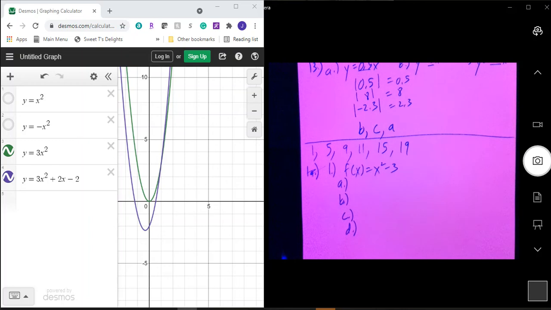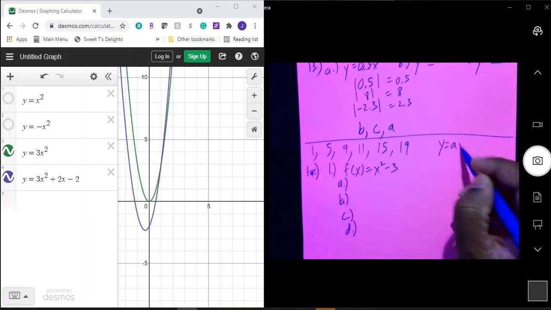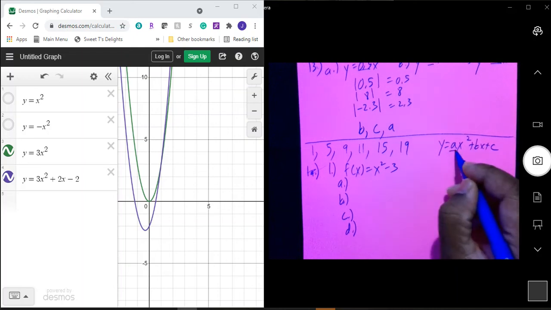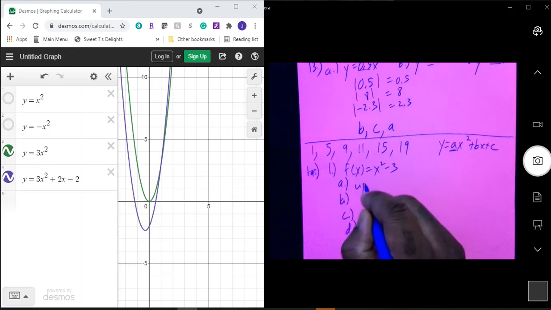Okay, so this is what we would do. First of all, we have the x squared minus 3. Now remember, the standard quadratic equation is ax squared plus bx plus c. And if a is positive, which it is here, that means that it opens upward.